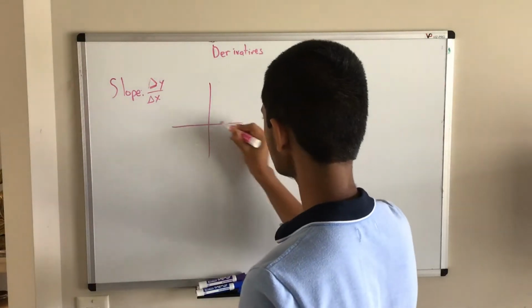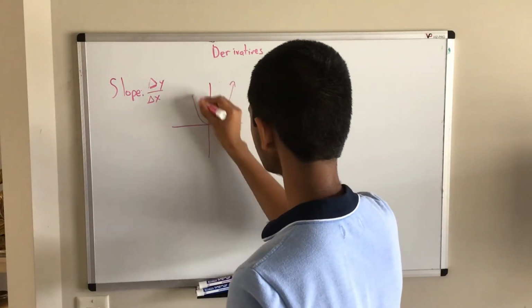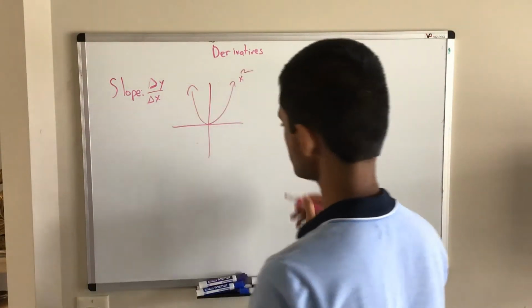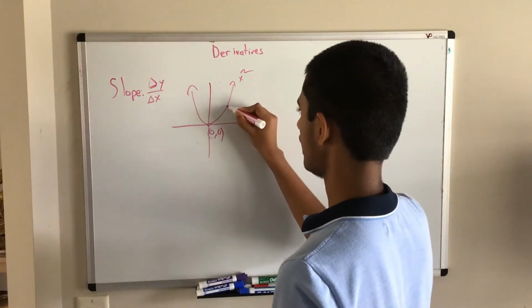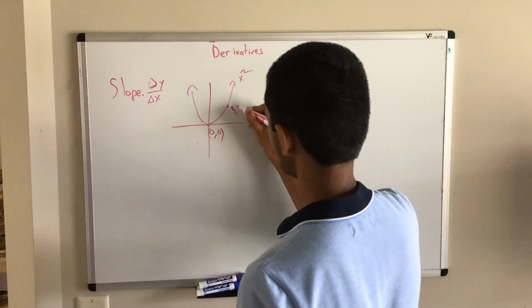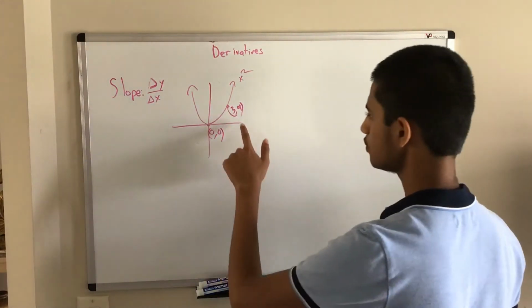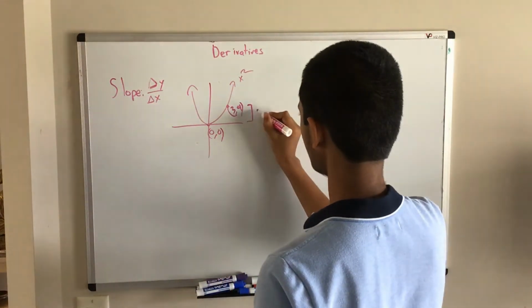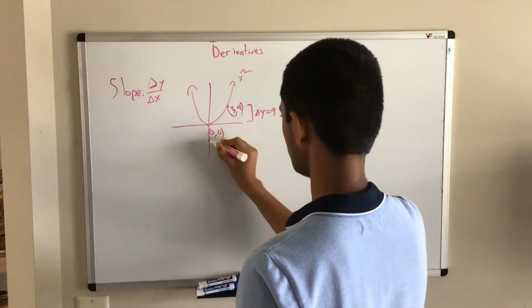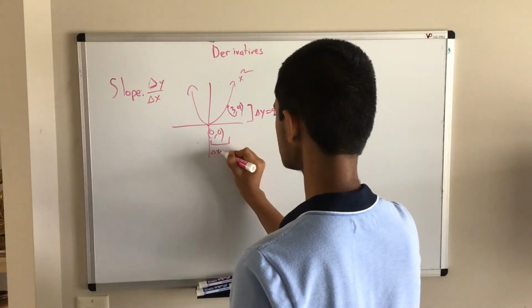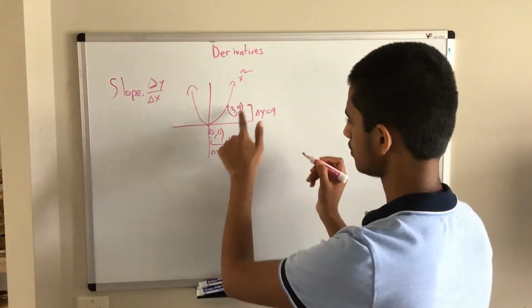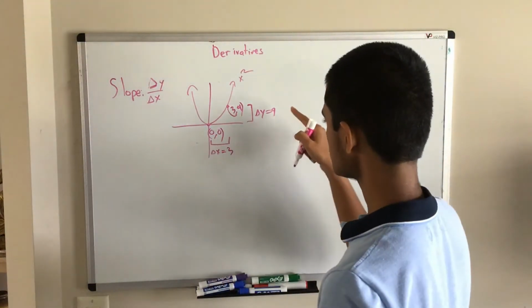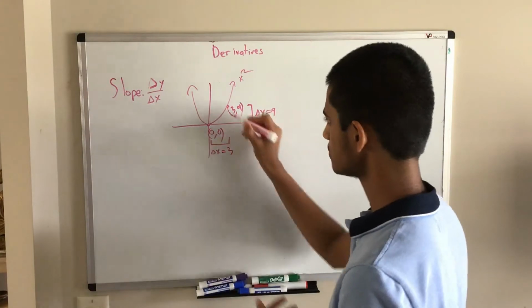So let's say I have the curve x squared. It's going to look something like this. So that's x squared right there. And I just want to know the slope between (0, 0) and let's say (3, 9). So we see here that the change in y is equal to 9, and we also see here that the change in x is equal to 3. So that means our slope between (0, 0) and (3, 9) is simply just going to be 9 divided by 3, which is simply just 3.